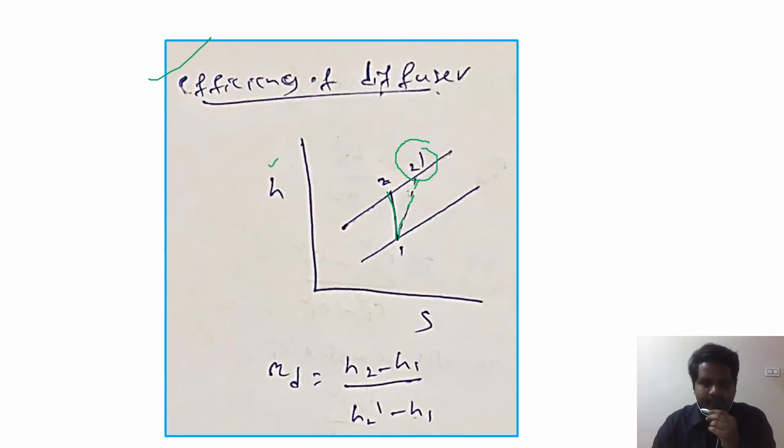The same way as we write for the nozzle, here also we can write the efficiency of the diffuser. So efficiency of the diffuser is H2 minus H1 divided by H2 dash minus H1. It is just the reverse of the nozzle.